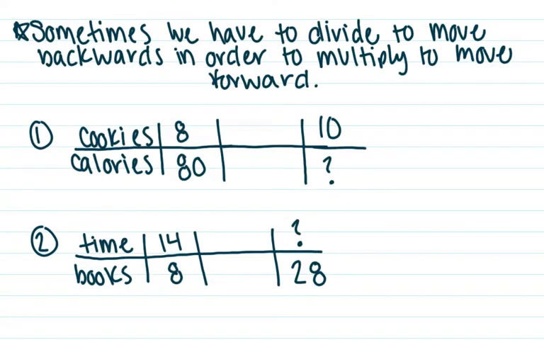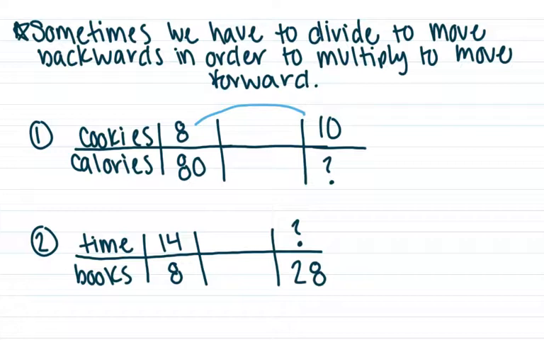As we continue on, sometimes we have to divide to go backwards to get friendlier numbers for us to use, and then multiply to go forward. So let's take a look at a couple 2-step ratio table problems right here. So on number 1, it says cookies. I have 8 cookies. I want to know if I have 10 cookies, how many calories that's going to be. Well, 8 times something doesn't equal 10, and 8 divided by something doesn't equal 10. So there's no easy pathway for me to get 8 to equal a 10.